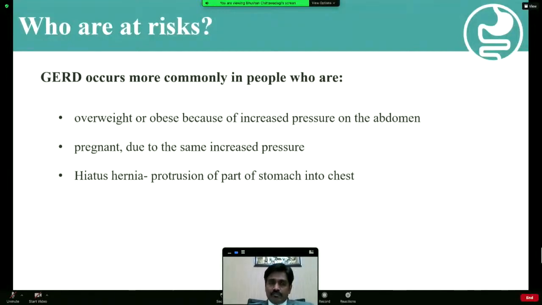And there are a few people who develop one entity called hiatus hernia. Now, what is hiatus? Hiatus is an opening through which the food pipe comes down into the abdomen. Normally, it is just of a size to allow the food pipe to go down. But whenever it becomes dilated, so that the food pipe starts getting into your chest, then it is called a hiatus hernia. So the protrusion of a part of your upper stomach into the chest is called a hiatus hernia. So these are the risk factors we see very commonly in reflux disease patients.